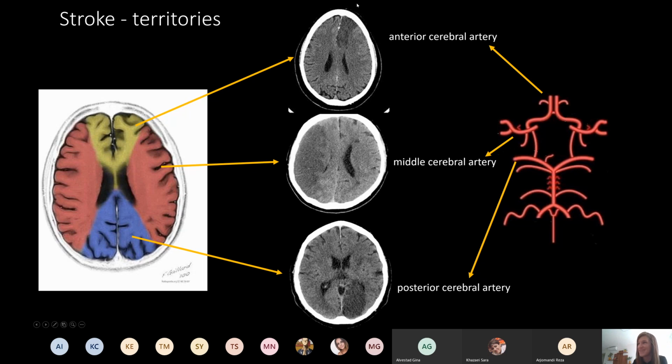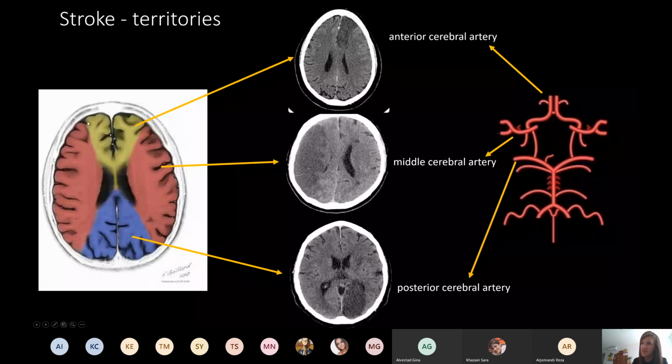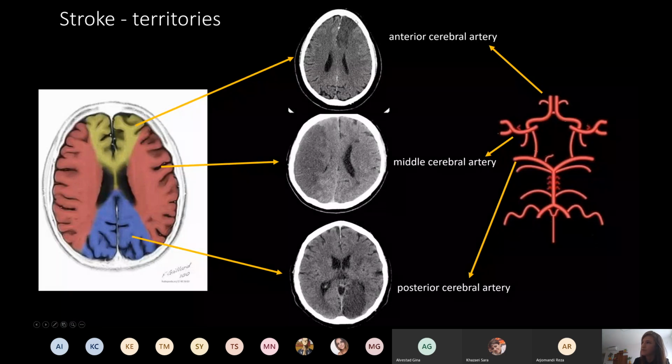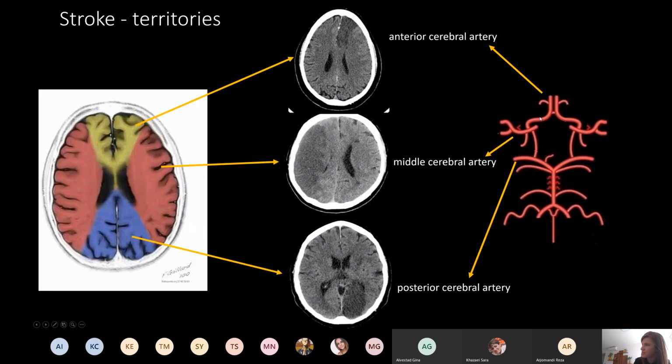Anyways, stroke territories. When they show you a picture like here in the middle, you need to know which large vessel is occluded by looking at the territory. The anterior cerebral artery supplies the medial surface of the brain and just a little part of the convexity as well. This is a schematic picture, and this here is a left-sided anterior cerebral artery occlusion stroke. Just a reminder, this is the anterior cerebral artery. This is the middle cerebral artery, and this is an MCA stroke, middle cerebral artery stroke here.